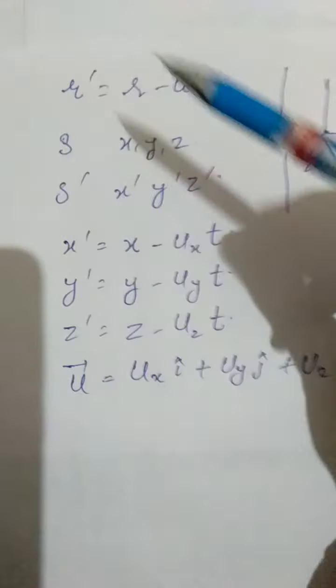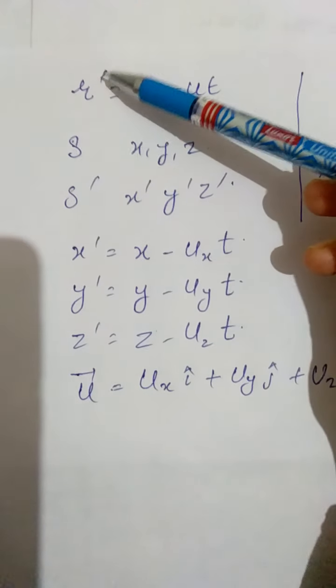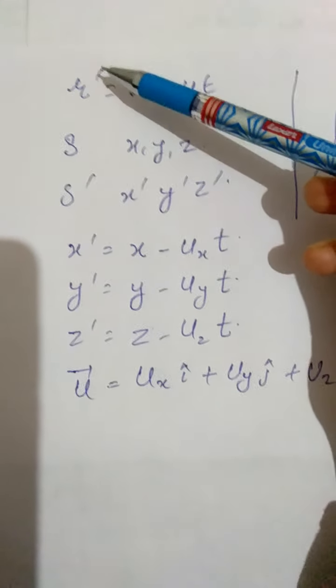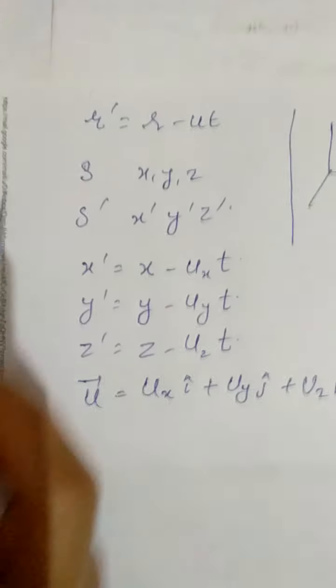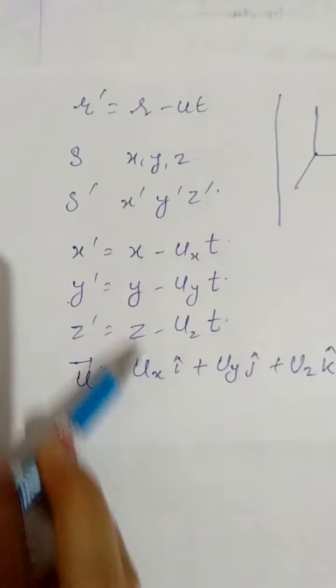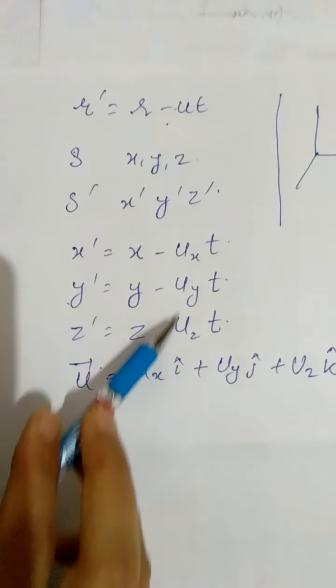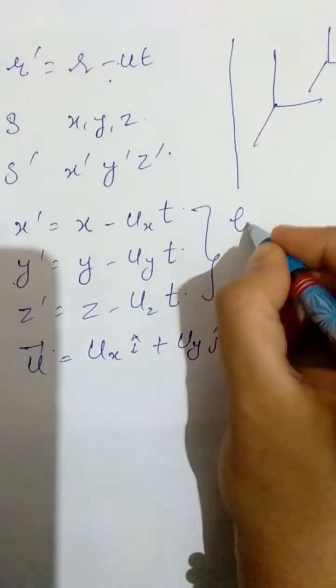Three components. So taking the clue from this equation for r dash, because r dash is the position vector of the object in the moving frame of reference, when we connect it to coordinates, this is basically x dash, y dash, z dash, x, y, z, but u will also be written in terms of its components. So these are also called Galilean transformation equations.